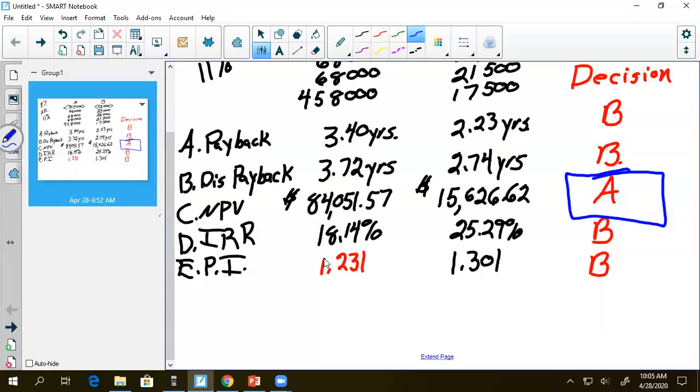Would it be because if B was like 83,000 and your EPI was 1.3, or $1.30, would B end up being more than A?